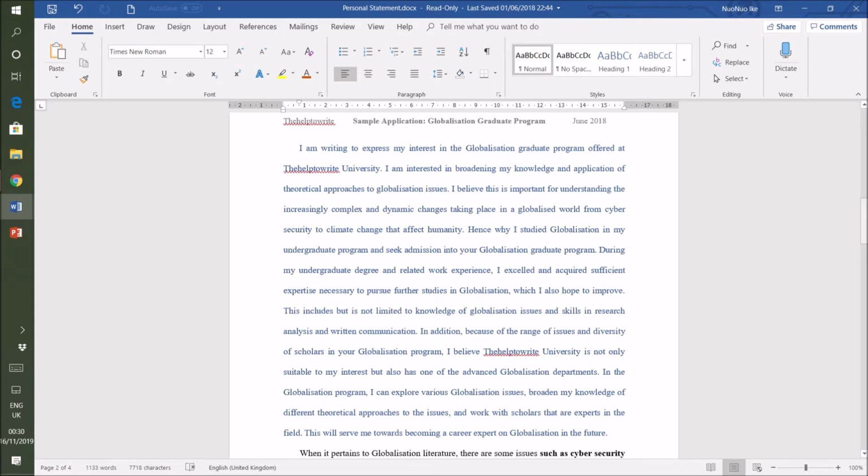Also, don't forget to briefly mention why you chose to study in the particular school or department that you are applying for. So, for example, here I have written that I am writing to express my interest in the globalization program. I want to broaden my knowledge and application of theoretical approaches to globalization issues. I also mentioned that I studied globalization in my undergraduate program and that I acquired skills to help me further my studies in globalization.